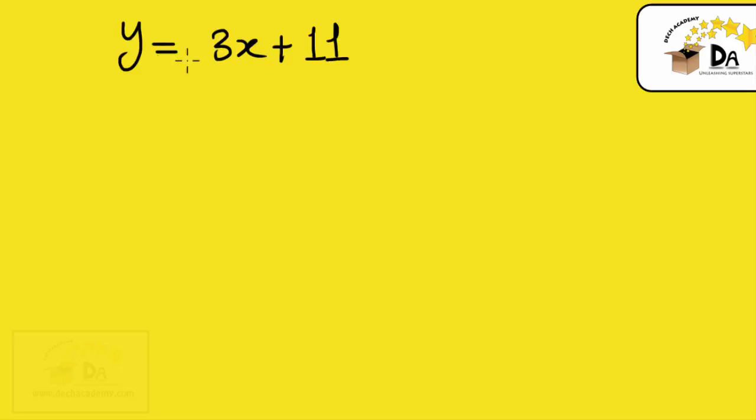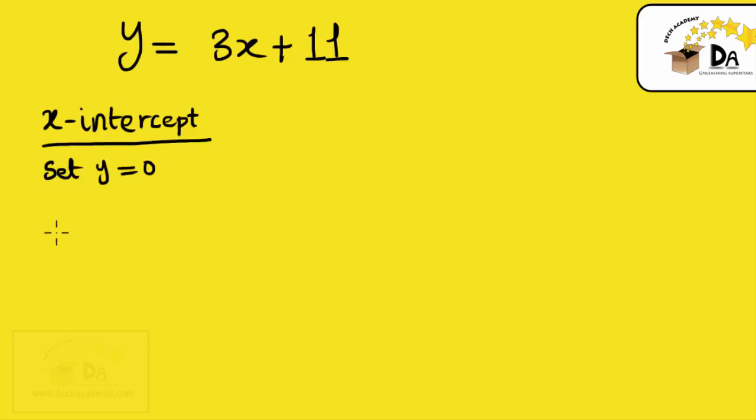So here's another equation. y equals 3x plus 11. We're going to determine its x-intercept. To determine the x-intercept, set y equals 0 in the equation. Doing so gives 0 equals 3x plus 11. I'm going to swap the left and right hand sides, to give 3x plus 11 equals 0. So I just interchange the left hand side and right hand side of this equation.